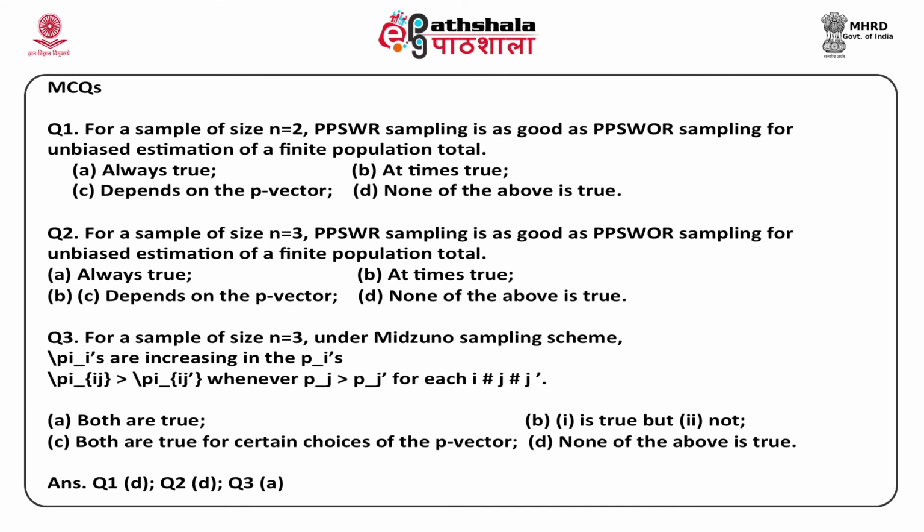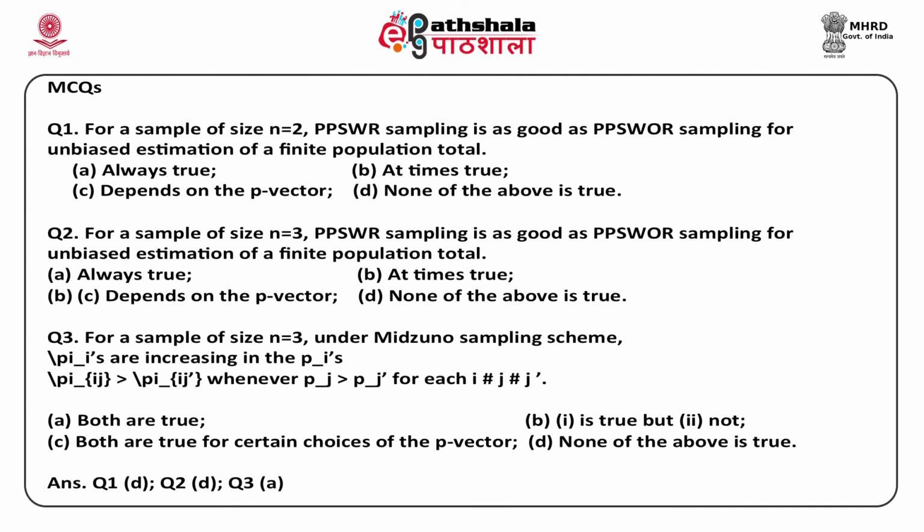Let us start with question number 3. According to the Midzuno scheme, we know the easy expressions for pi i and pi ij once you write them down, because the Midzuno sampling scheme refers to the pi ps scheme. So, pi i is already proportional to p_i. Therefore, the answer to question 1 is trivial. Pi i is increasing in p_i because it is directly proportional to p_i. Pi i equals n p_i as a matter of fact.